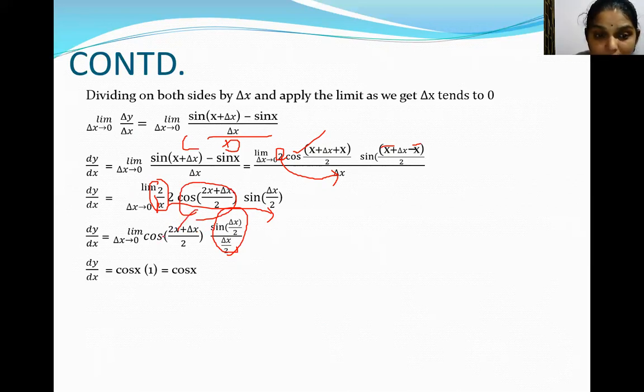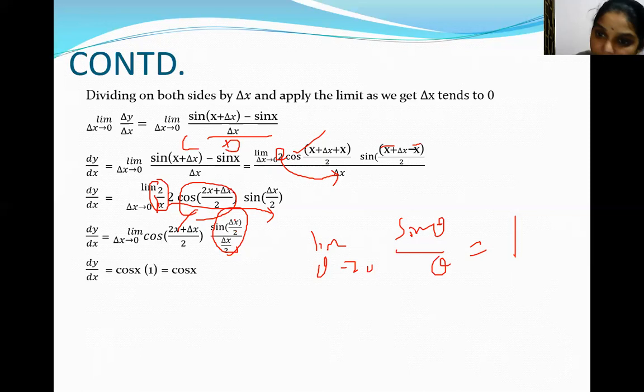Now limit as theta tends to 0, you know, sine theta divided by theta is always equal to 1. Here, if delta x is tending to 0, delta x by 2 is still smaller than that, meaning it is also tending to 0. So limit as delta x by 2 tends to 0, sine of delta x by 2 upon delta x by 2 is always 1. Now in this, I will put delta x as very small, delta x is 0. Then cos x into 1 is equal to cos x. Thus, the derivative of sine x with respect to x is cos x by the first principle method.